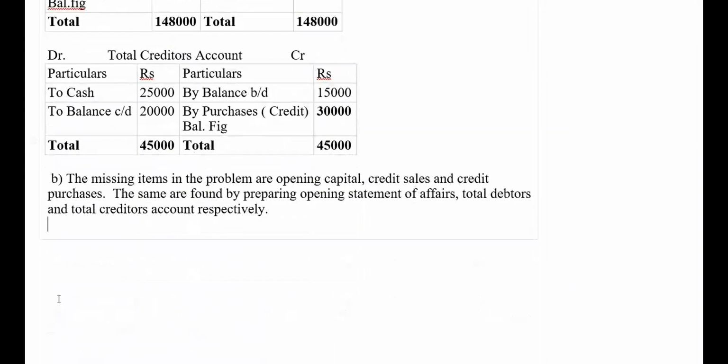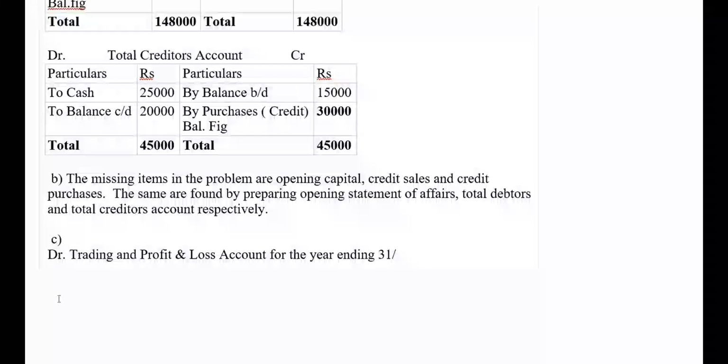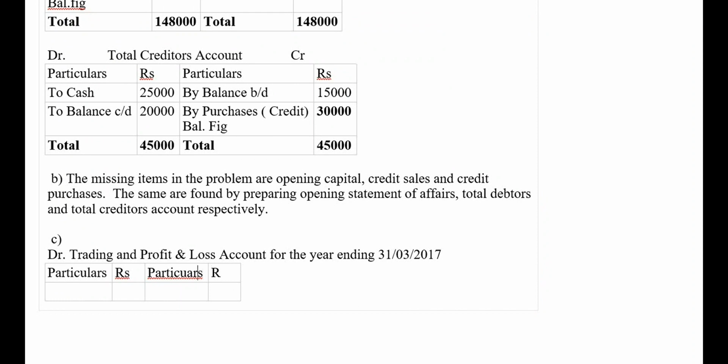So now we need to go for answer C here, that is preparation of trading and profit and loss account for the year ending 31/3/2017. So let me insert the table here. So here it is, particulars, rupees, particulars, rupees. So now let's start here.